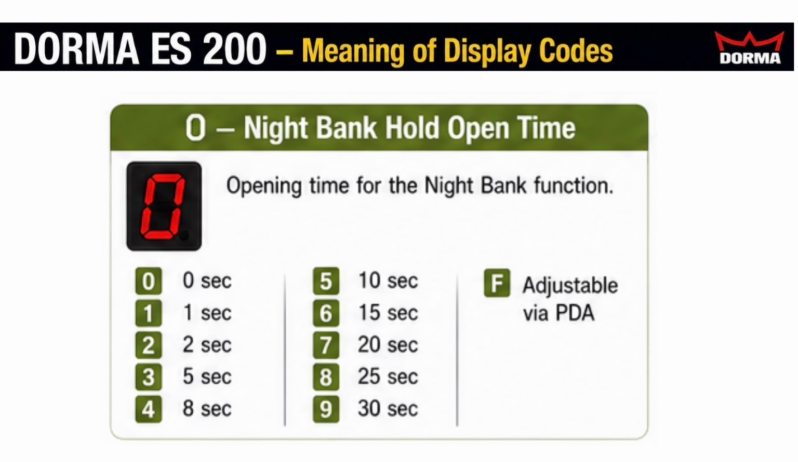Display code O. Night bank hold open time. The next code is O, which sets the night bank hold open time. Available settings include 0 seconds to 30 seconds. The display can also show F, meaning this value is adjusted using the Dorma PDA programming device.